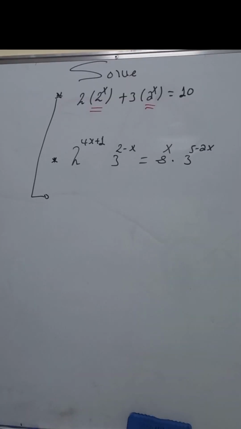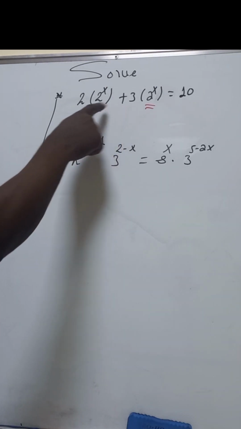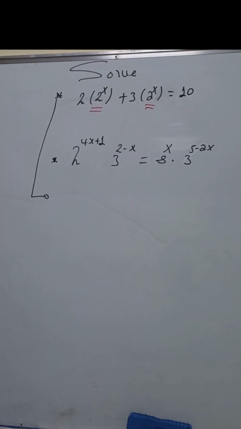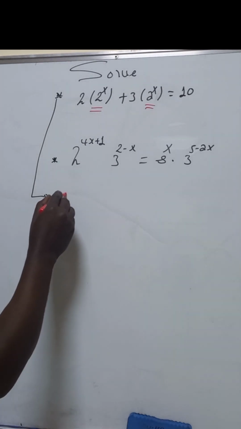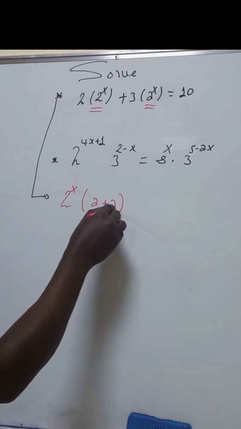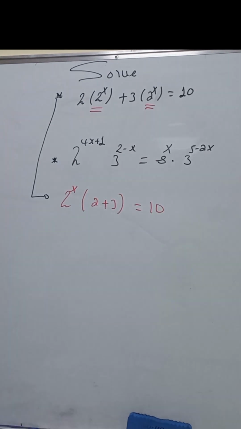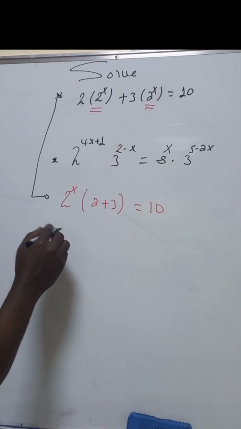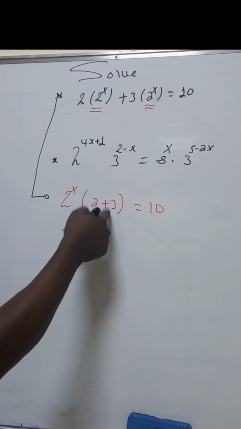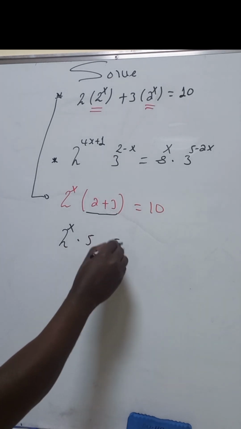Look at the first equation, which is 2 raised x plus 3 times 2 raised x equals 10. On the left of this plus sign we have 2 raised x, and on the right we have 3 times 2 raised x. So 2 raised x is common to these two terms, so we can take out 2 raised x and write this as 2 raised x times (2 plus 3), because 2 plus 3 is 5, which is equal to 10.